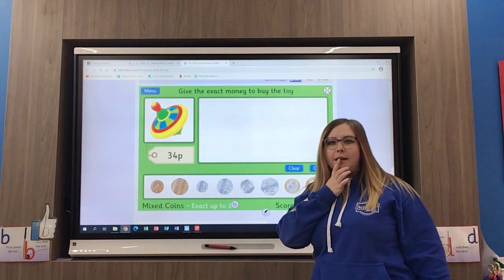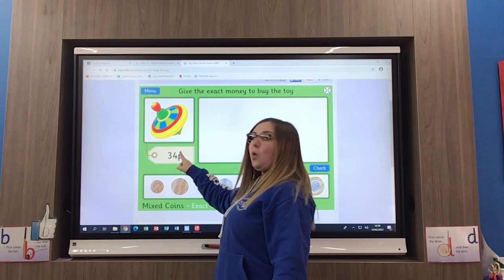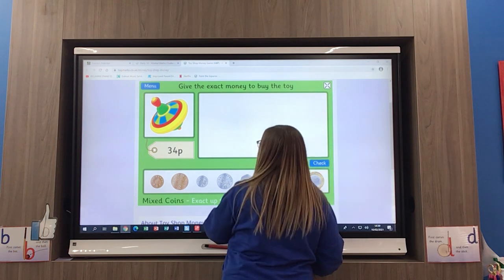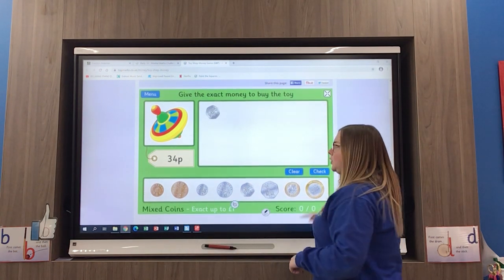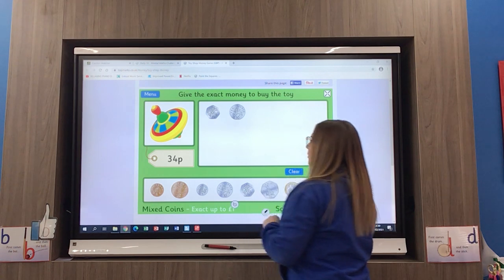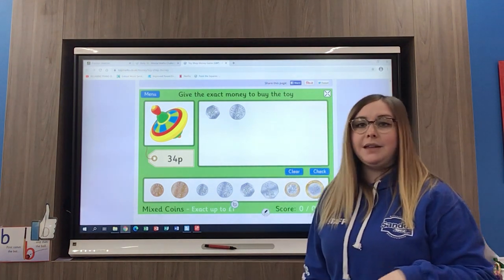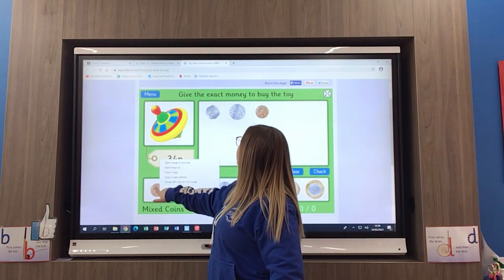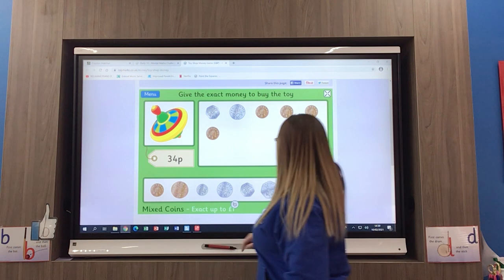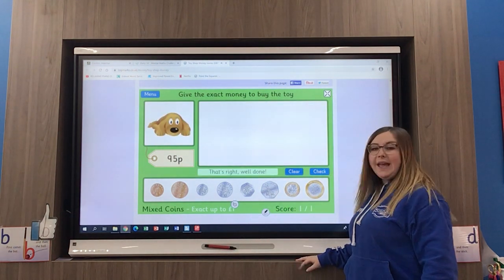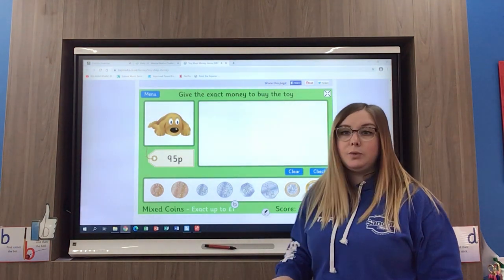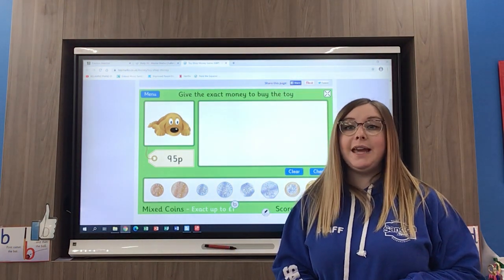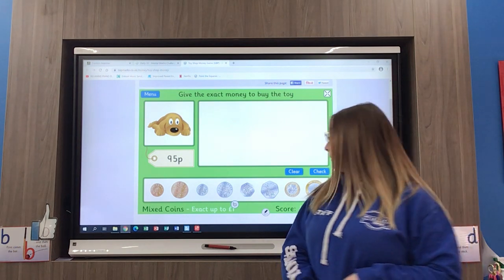Okay, so we need to make 34 pence. Now there isn't a 30 pence coin, but there is a 20, so we could use that one. 20, 30. How could I make 4 pence, Year 4? I could do this 4 times. 1, 2, 3, 4. Let's check it. Okay, now we need 95. How could we make 95 pence? And I'm going to stop there, so you've got the chance to play this at home.